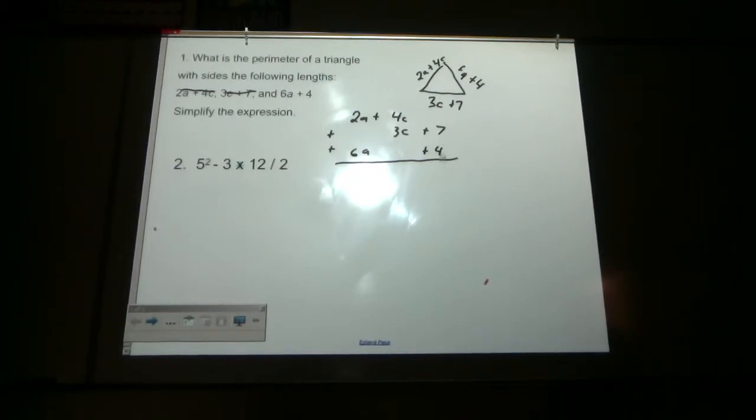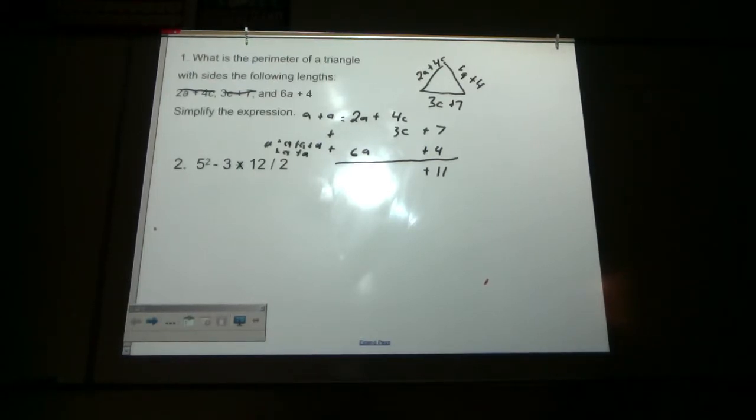We've been doing this part. 7 plus 4 is what, class? Good. Now, if we go back, I'm going to combine these a's. But remember, 2a is a plus a. Everybody agree with that? Okay. And 6a is a plus a plus a plus a plus, I'm going to run out of room, a, and then 2 more a's. Plus a plus a.